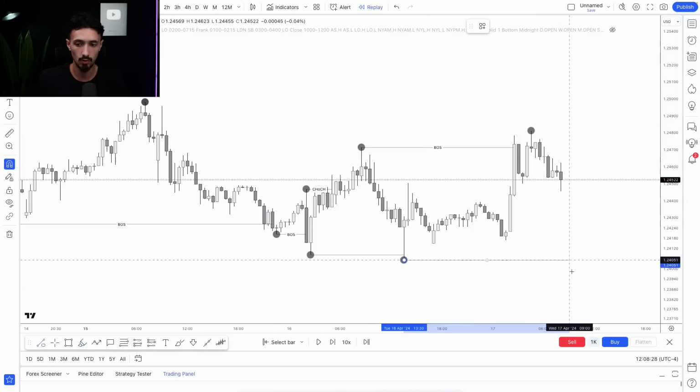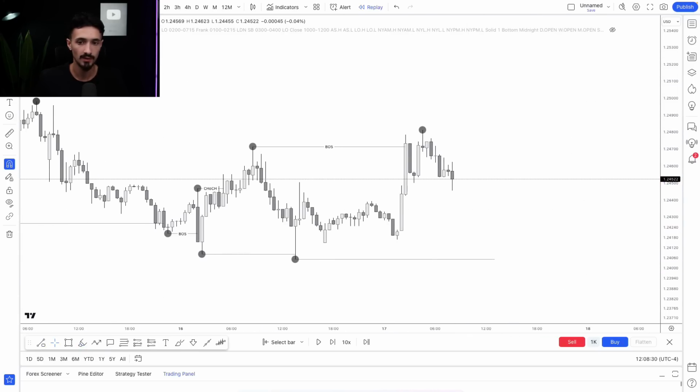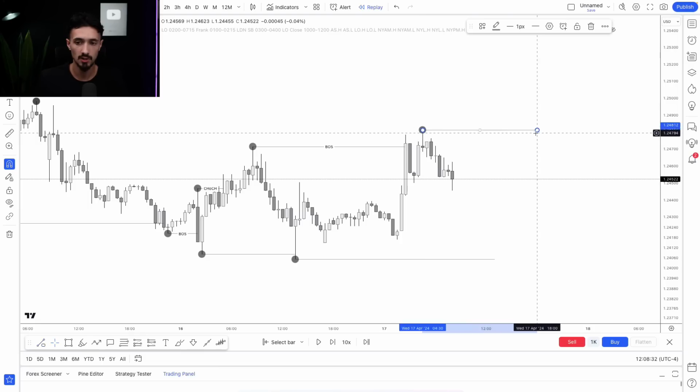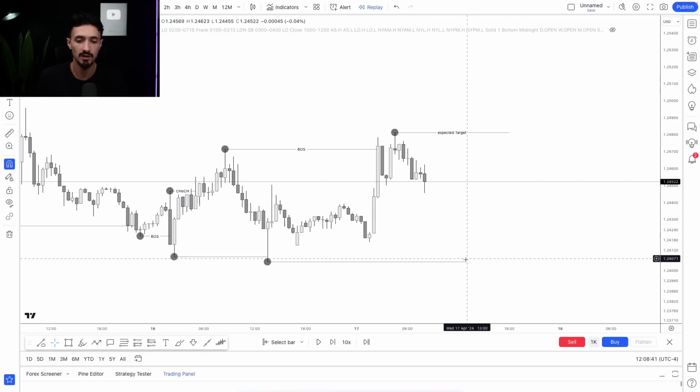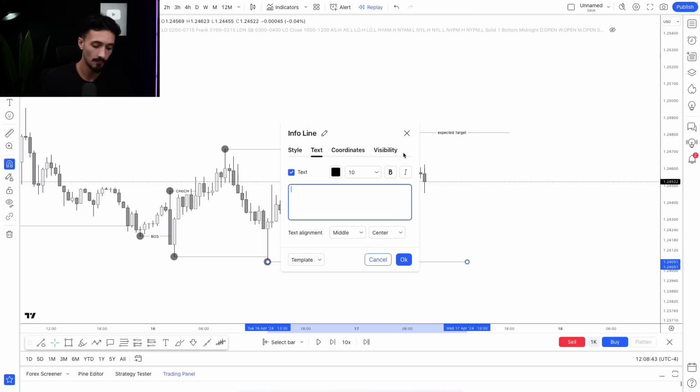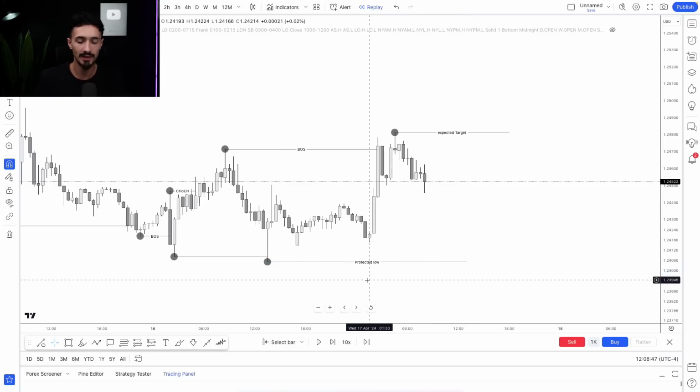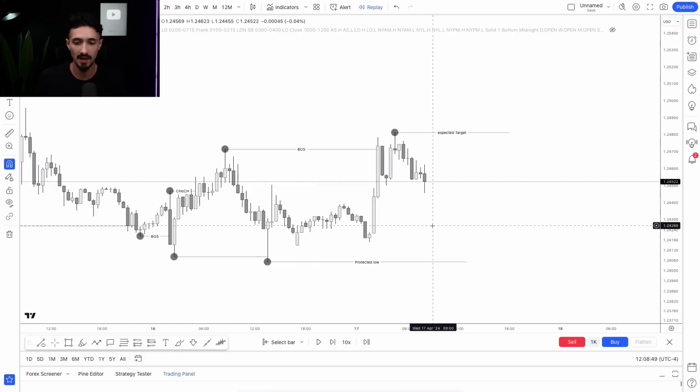So again, we can draw across the low right here, and we can draw across the high up here. So this right here is going to be our expected target, because we're expecting a break of structure, just another continuation. This low right here is our protected low. Why? Because price is now bullish, therefore it's going to continue likely trading higher, right? That is as simple as it is.